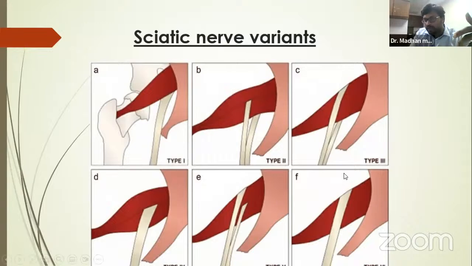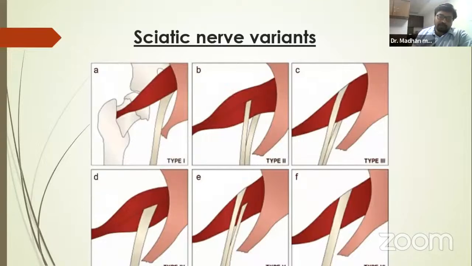The other two variants which have been observed are the nerve dividing into two, one coming out superiorly and one exiting through the piriformis, and the other where the nerve is undivided and comes out superficial to the piriformis. So these are the anatomical variations. That is why in some cases, in spite of giving a proper sciatic nerve block at the higher level, there may be a patchy block or sometimes sparing of some component of the sciatic nerve.